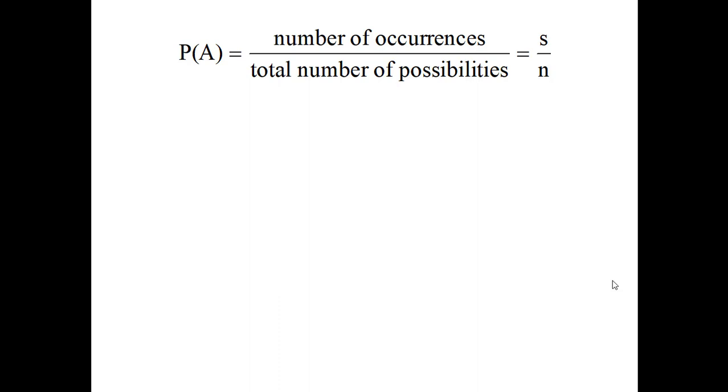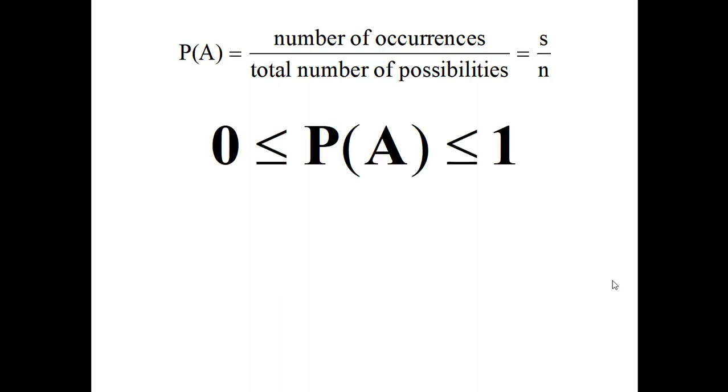So it's always that kind of fraction, which means the probability of something will always be between 0 and 1 inclusive. So if something can't happen, the probability is 0. If something has to happen every time, the total number of occurrences will equal the total number of possibilities, and the ratio will be 1. So whenever you're calculating a probability, make sure you end up with something in between those two values.